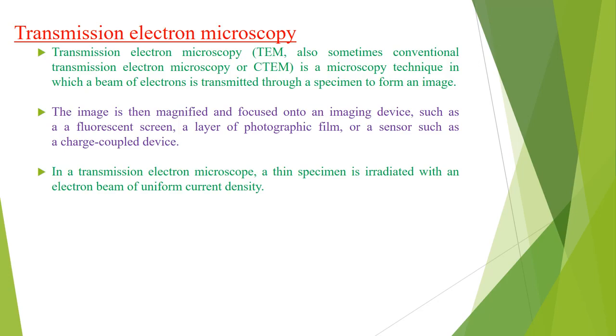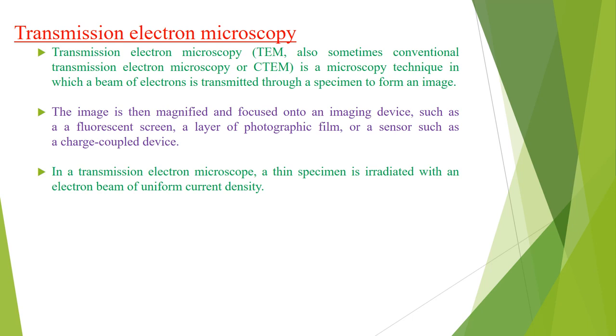An image is formed from the interaction of the electrons with the sample, and as the beam is transmitted through the specimen, the image is then magnified and focused on an imaging device such as a fluorescent screen, a layer of photographic film, or a sensor such as a charge-coupled device.